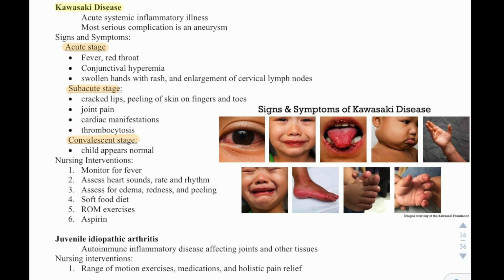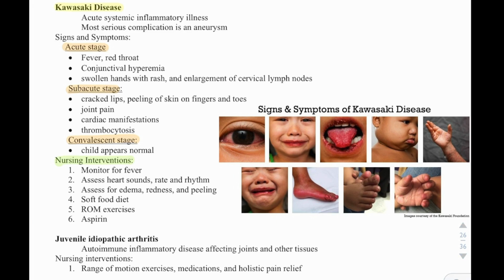And our nursing interventions for Kawasaki disease are to monitor for fever, assess heart sounds, rate and rhythm, assess for edema, redness, and peeling of the skin, soft food diet, range of motion exercises, and aspirin.